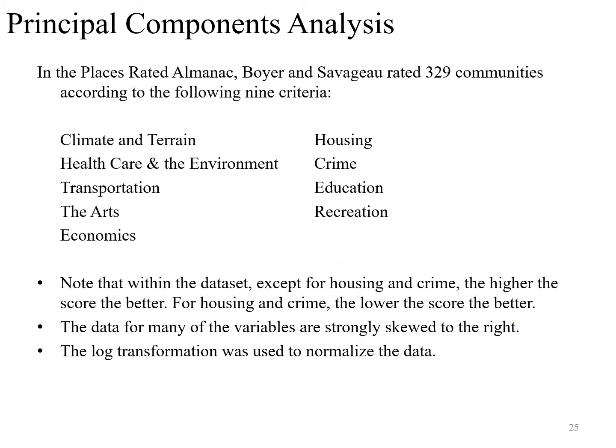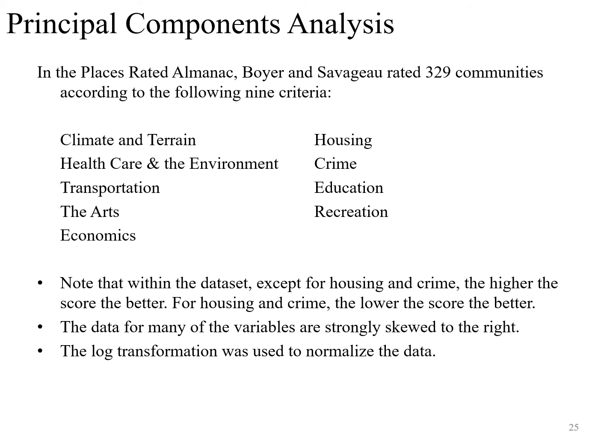Let's look at an analysis. This is a sociological analysis. Boyer and Savageau looked at 329 communities according to 9 criteria: their climate and terrain, the healthcare and the environment, transportation, the arts, economics, housing, crime, education, and recreation. So note that within the data set, except for housing and crime, higher scores are better. So for instance, the better the climate, the higher the score. For housing and crime, lower scores are better.